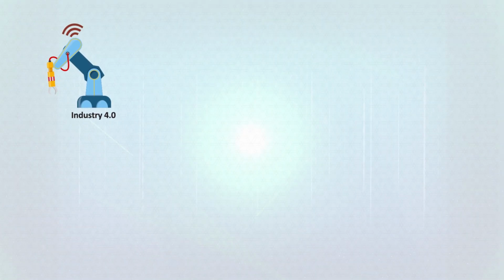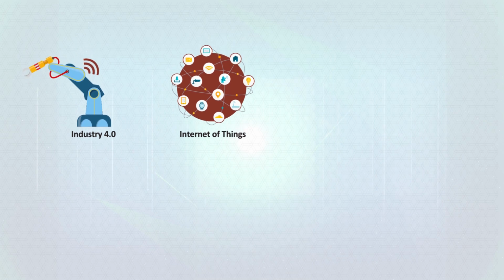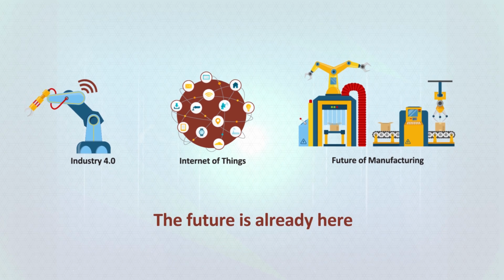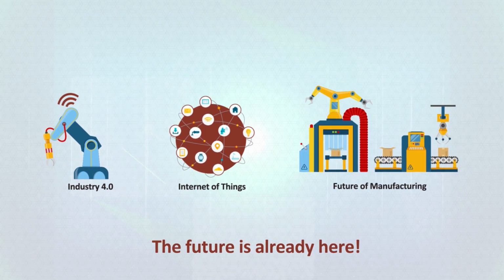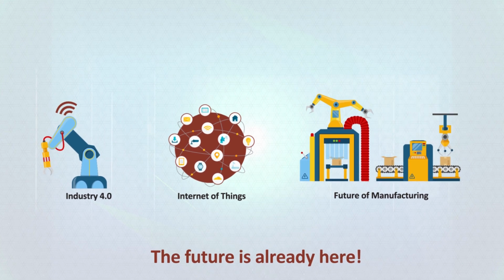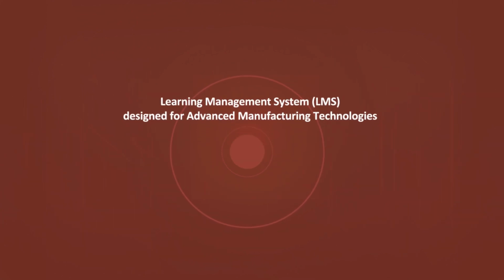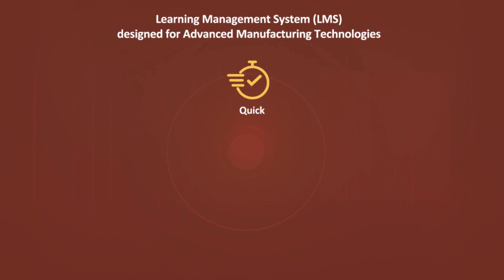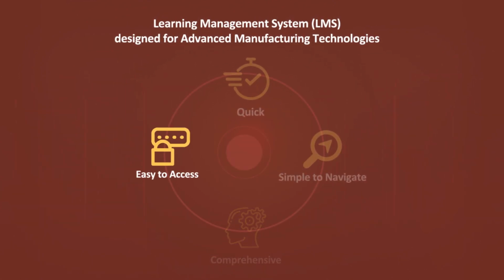Industry 4.0, or the use of Internet of Things for smart factory automation, that's the future of manufacturing. And that future is already here. That's why your personnel or students need more than just training in advanced manufacturing technology. They need a learning management system, LMS, designed for AMT, that is quick, simple to navigate, comprehensive, and easy to access.